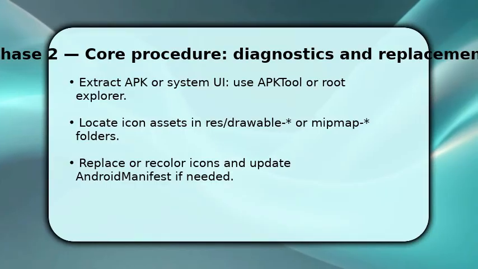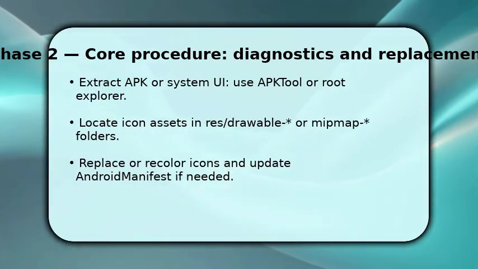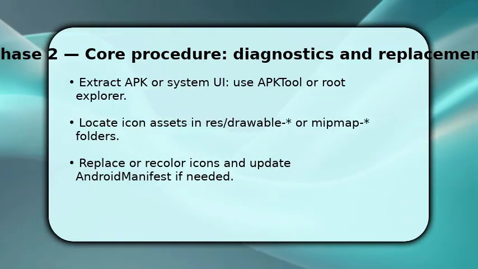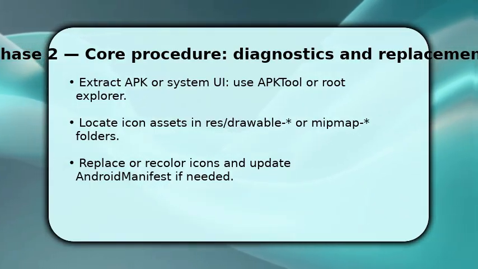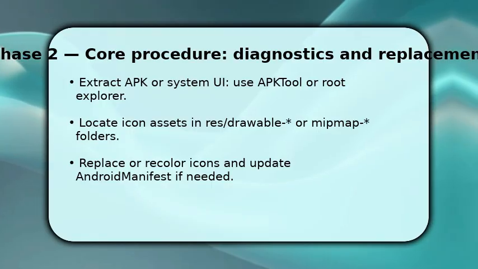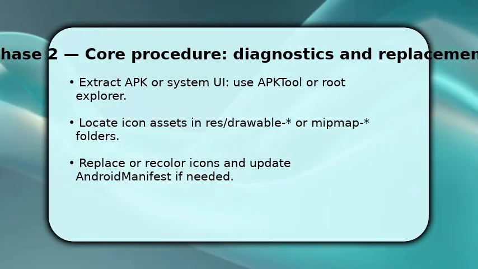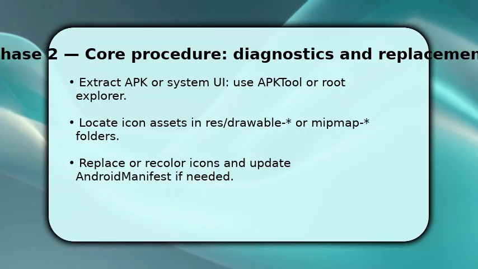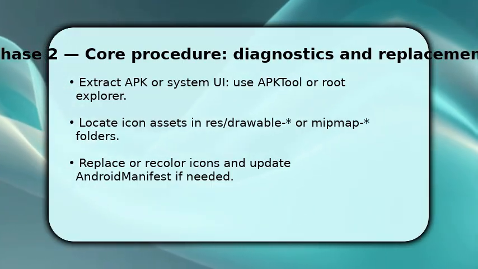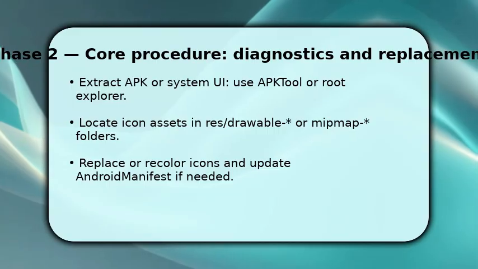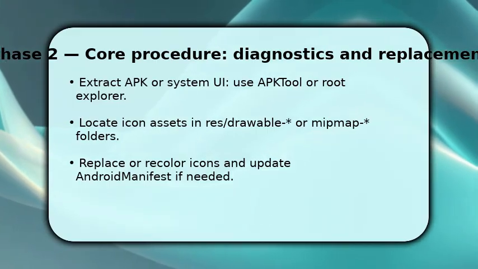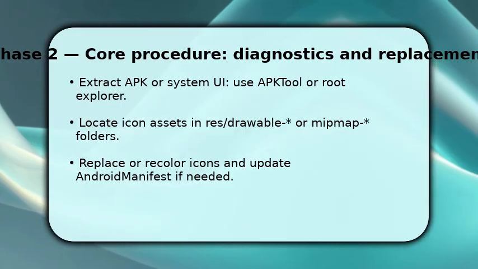You extract the target APK or system UI bundle so you can access raw drawables. APK tool handles this non-root, while root explorers read directly. Then locate the notification icon assets in res/drawable* or mipmap* density folders. These are what Android uses for status bar and notifications.